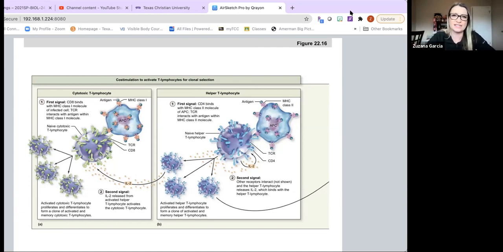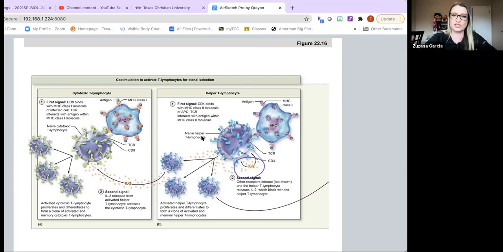Okay, so the helper T lymphocyte is going to detect, or make a match with, an antigen on an antigen presenting cell. Whenever this match happens, you've got a helper T lymphocyte and your APC, antigen presenting cell. That binding causes internal changes in the helper T lymphocyte, and those changes cause the release of a substance known as interleukin-2. That's this right here.